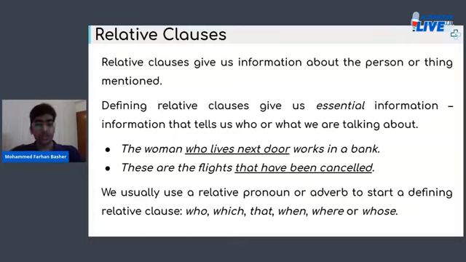We usually use a relative pronoun or adverb to start a defining relative clause. And some of the relative pronouns are who, which, that, when, where, or whose. We use these relative pronouns to form relative clauses that add essential pieces of information about subjects in sentences. Okay? All right.